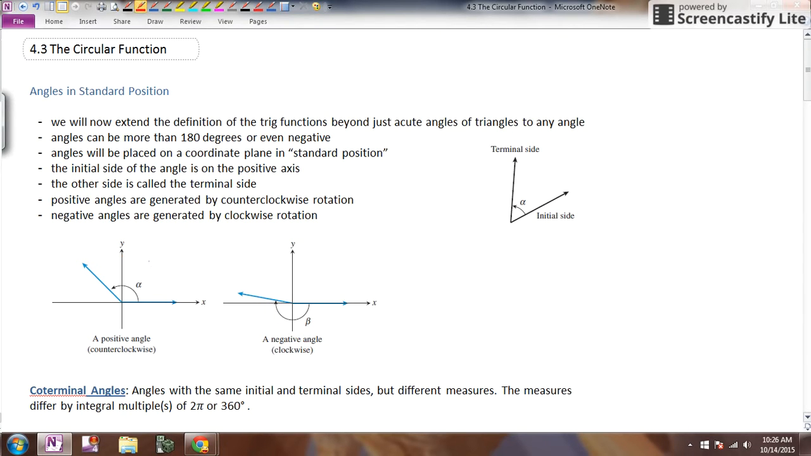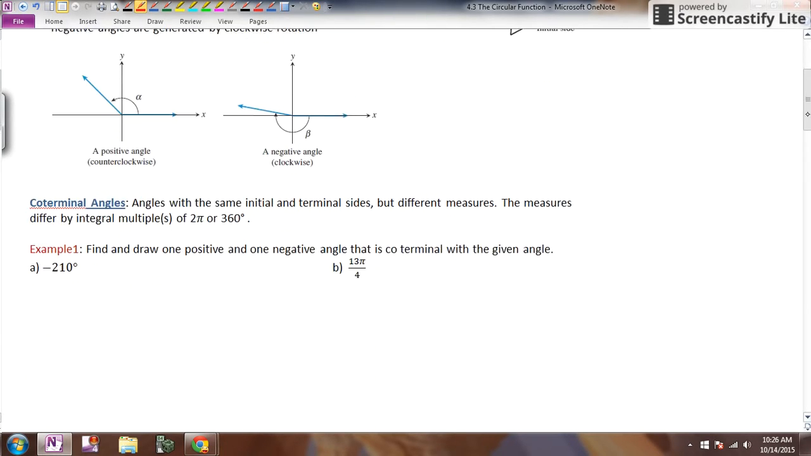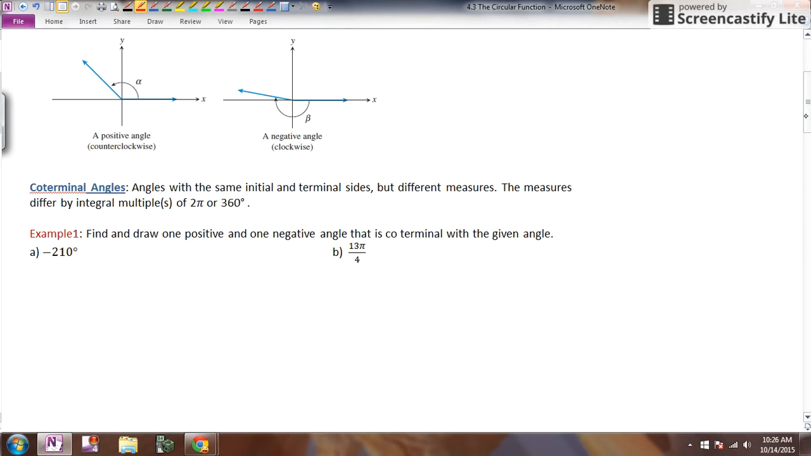And that leads us to our first thing about coterminal angles. Coterminal angles are angles with the same initial and terminal sides, but they have different angle measures. So that's kind of crazy. But the cool thing is the angle measures will be different by exactly 2 pi if we're talking radians, or by 360 if we're talking degrees.